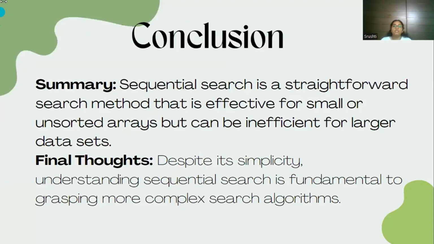Conclusion. Sequential search is a straightforward search method that is effective for small or unsorted arrays, but can be inefficient for large data sets. Despite its simplicity, understanding sequential search is fundamental to grasping more complex search algorithms.